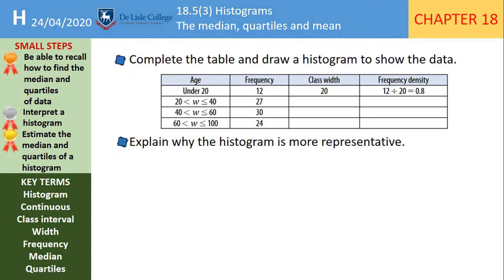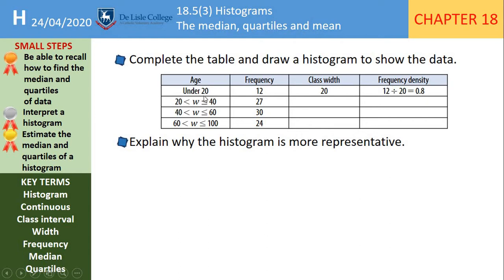So let's complete the table for the data we had originally and let's draw a histogram to show it. So remember, when we are drawing a histogram, we need to work out what's called the frequency density. And the frequency density is the frequency divided by the class width. Have a look back at your notes. So for the first frequency density, we work out 12 divided by 20 to give us 0.8. Remember, the class width is the width of the bar here.